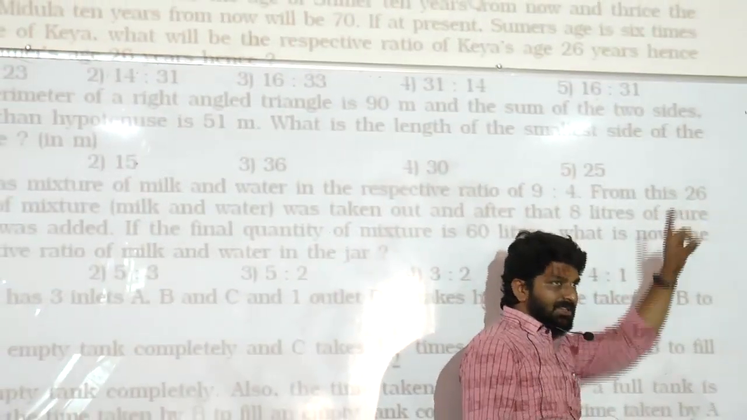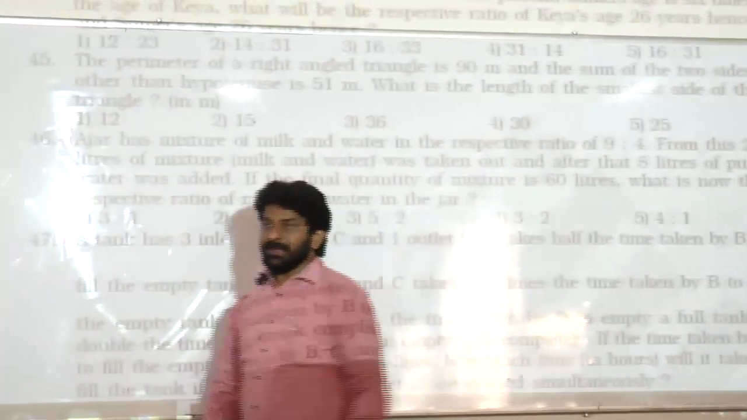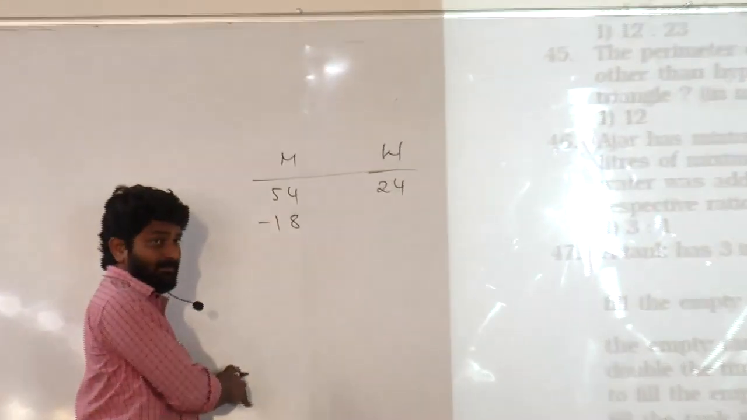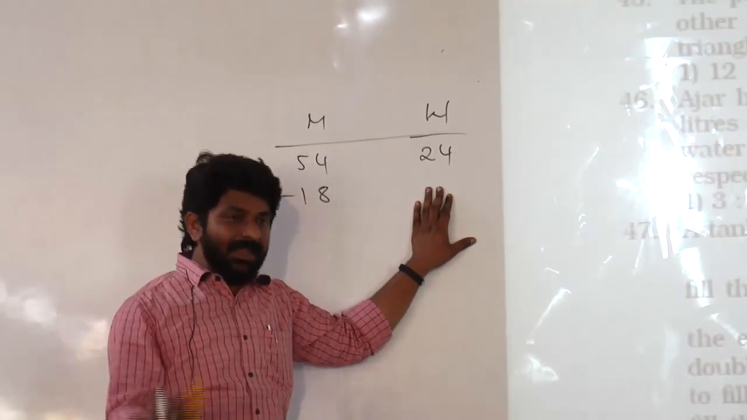13 parts. How many liters were drawn? 26. 13 parts is equal to 26. 1 part is equal to 2 liters. So milk is 9 parts, 9 twos are 18. So you need to subtract 18 liters of milk. And water, how many parts? 4 parts. 4 parts will be 8 liters.